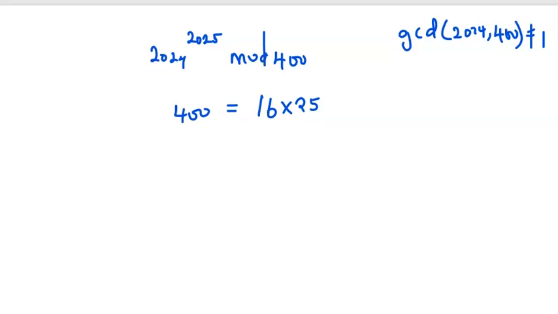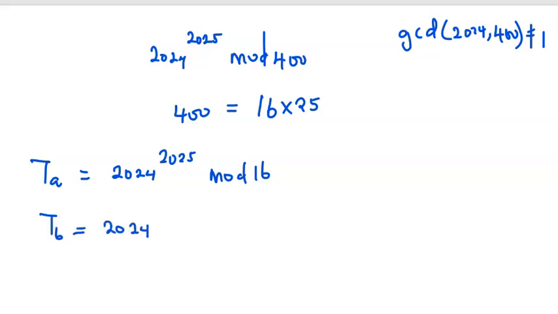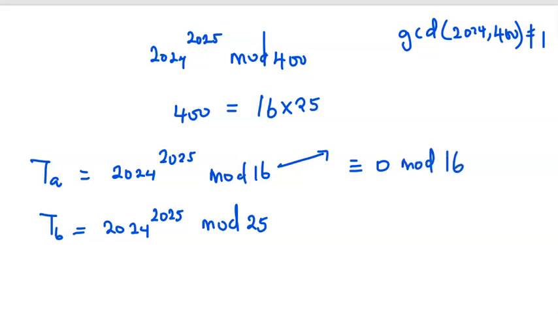So let's call this one T of A, which is equal to 2024 to the power of 2025 modulo 16. And let's call T of B equal to 2024 raised to the power of 2025 modulo 25, right? So for this part here, it should be congruent to 0. Which means when 2024 to the power of 2025 is divided by 16, the remainder is 0. But the $1 million question is, how did you know about this?